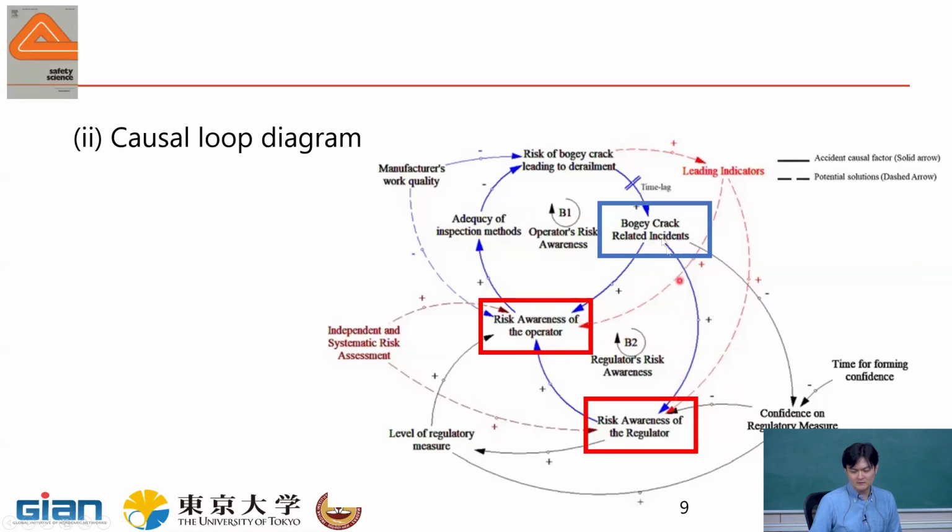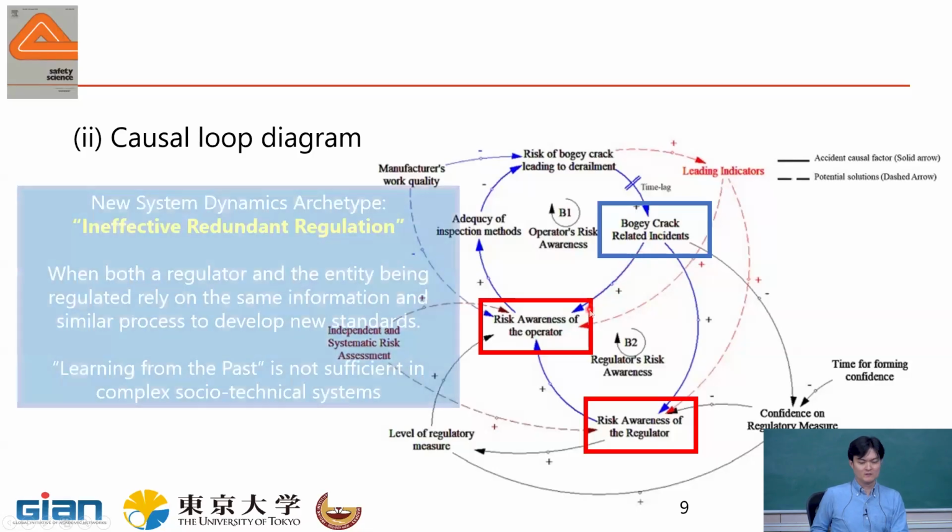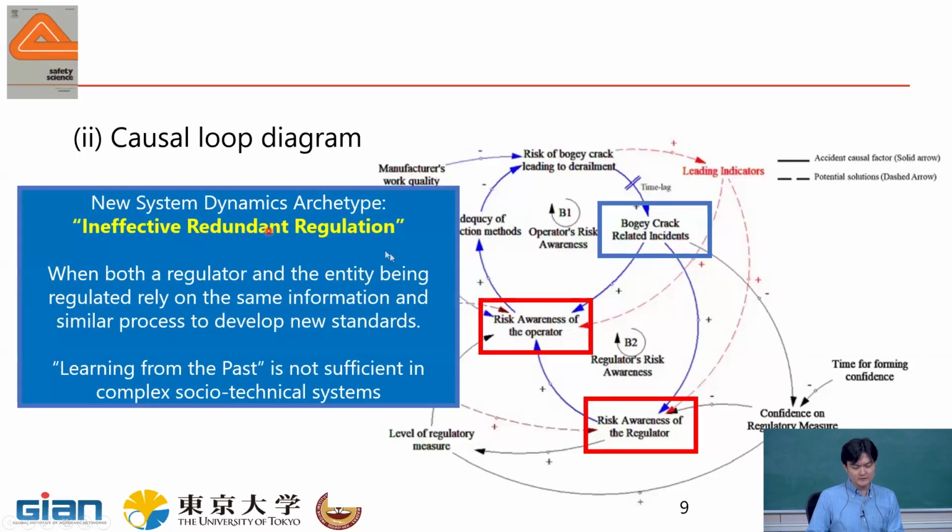So this was a very fundamental risk in the risk management process, which we named ineffective redundant regulation. So redundancy works, but only to strengthen your ability to manage risks within your past experience. Okay, so when both the regulator and the entity being regulated, in this case the operator, rely on the same information and similar processes to develop new standards, you cannot prepare yourself for unknown unknowns, which was another phrase we used a couple days ago.